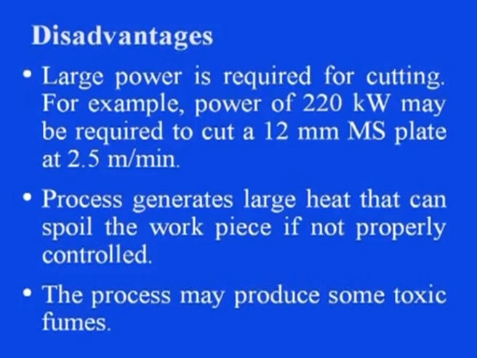There are few disadvantages as well. The first one is that large power is required for cutting. For example, a power of 220 kilowatt may be required to cut a 12 millimeter MS plate, mild steel plate, at 2.5 meter per minute, which is quite high. The process generates large heat that can spoil the workpiece if not properly controlled. The process may also produce some toxic fumes.